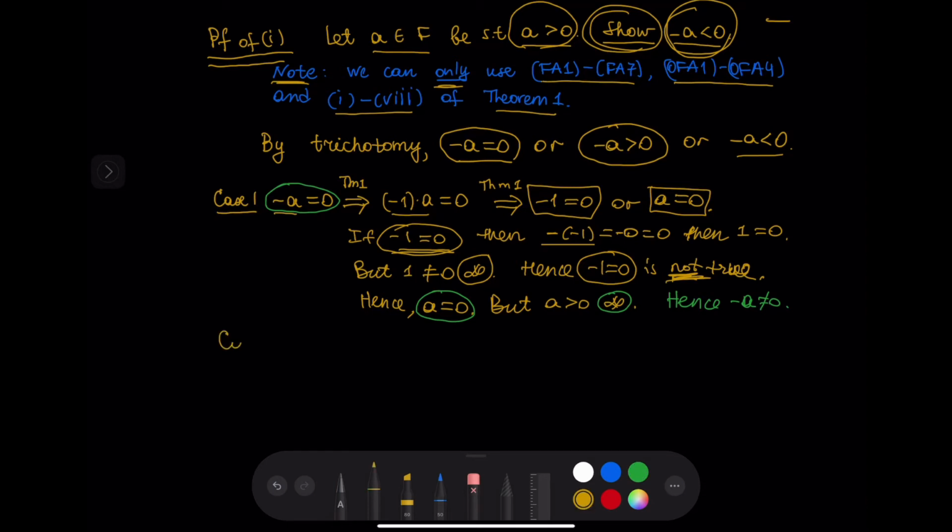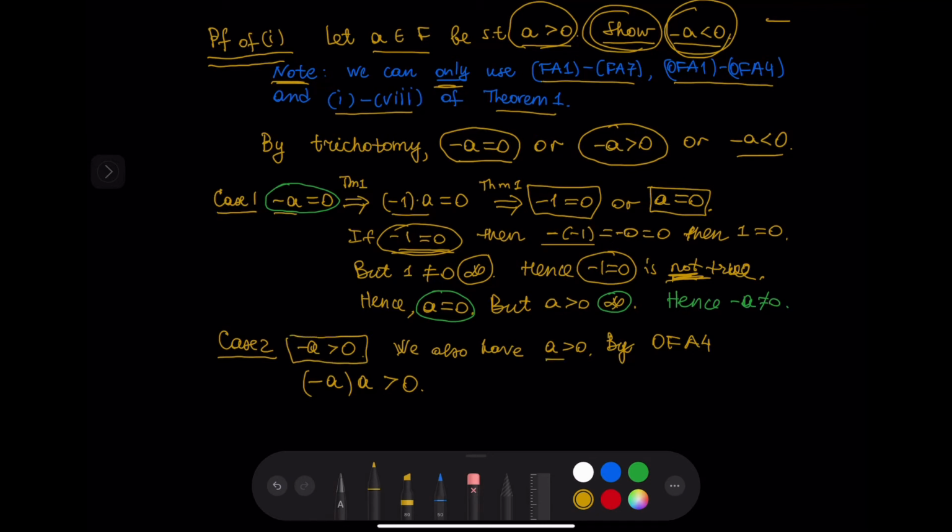Okay, so case 2, negative A is greater than 0. So we also have that A is greater than 0. So by ordered field axiom 4, which is multiplicativity, we have that negative A times A is greater than 0. So we can just take this inequality negative A greater than 0 and multiply it by A, which is positive. So then we have negative A times A is greater than 0. We have negative A squared is greater than 0.